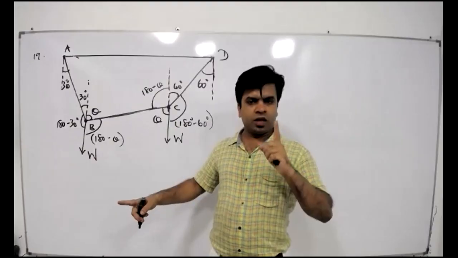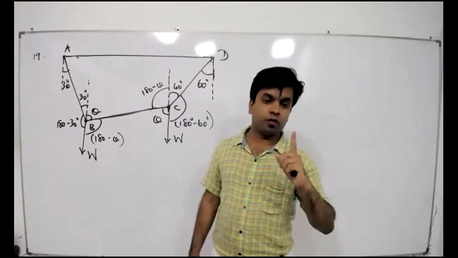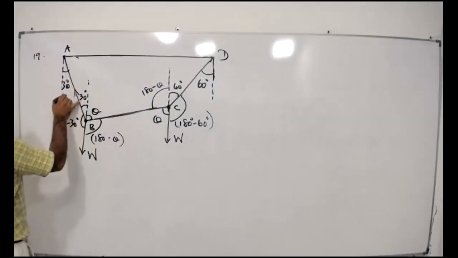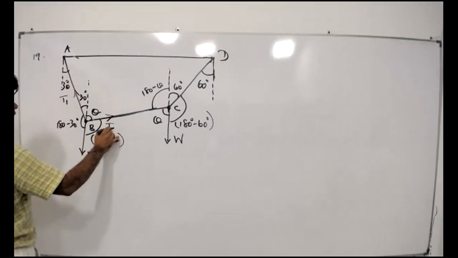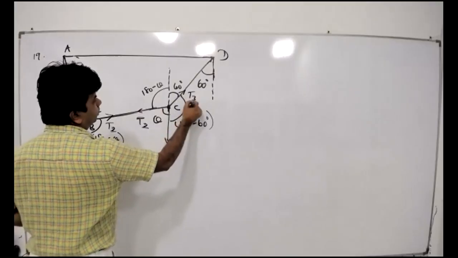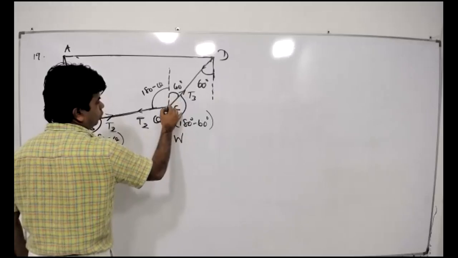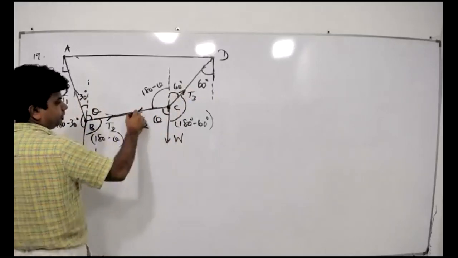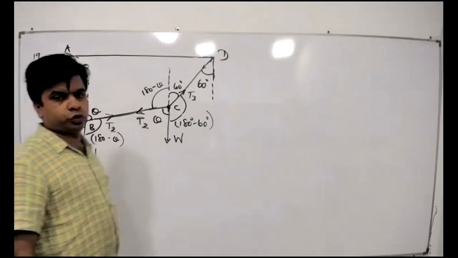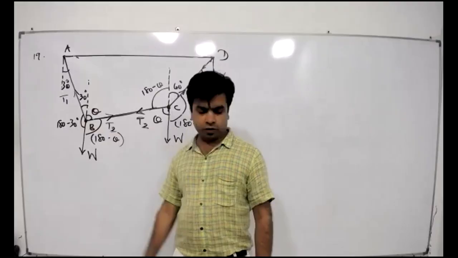If so, each part of the string has different tensions. That means the magnitudes of the forces along the strings are different. So I will define this as T1, and here T2. If so, this also T2, and this is T3, clear? This point is pulled, so therefore T3, but no need to mark them. We have to mark the forces outward from the point, T2 like that. First step, here the vertical line seems to be slant, but that's a vertical line.